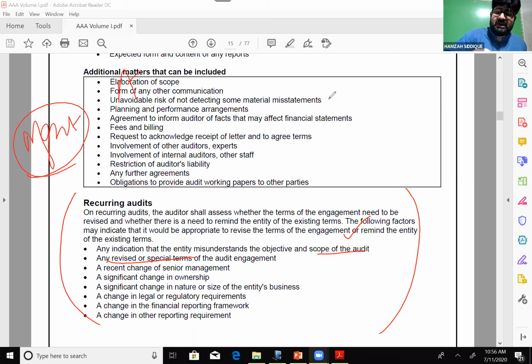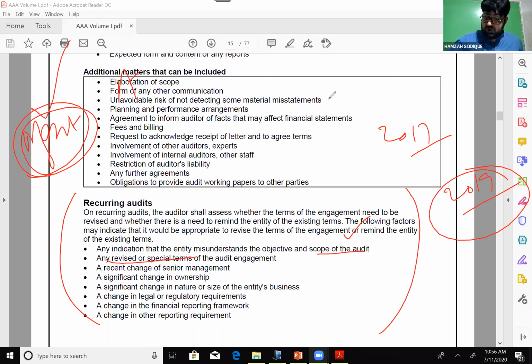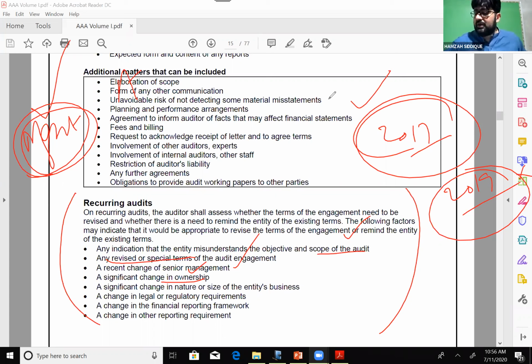If the management of the company has changed, in 2017 there were different persons, and now in 2019 senior management has changed, then a new engagement letter is needed. We know the shareholders appoint the auditor. If those who held significant ownership in 2017 are no longer owners in 2019, and new people are there, then a new engagement letter. The business size and work have grown, so the same letter is not relevant because the scope and type of work have changed.